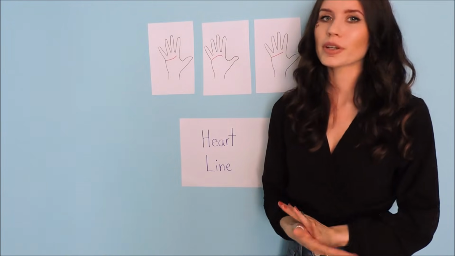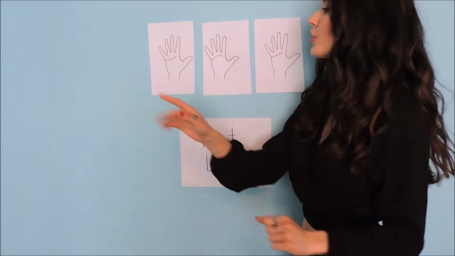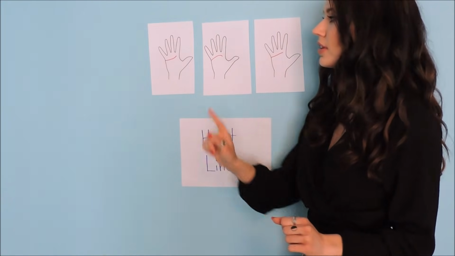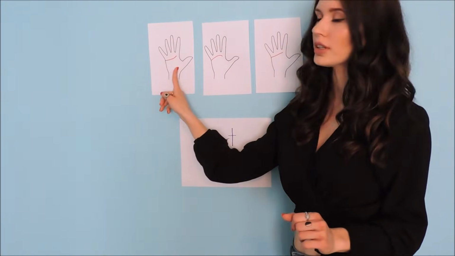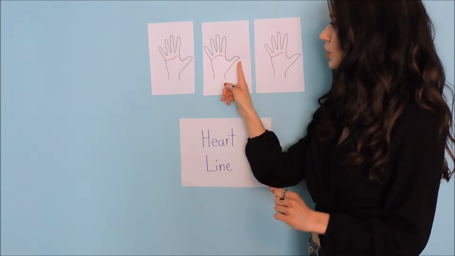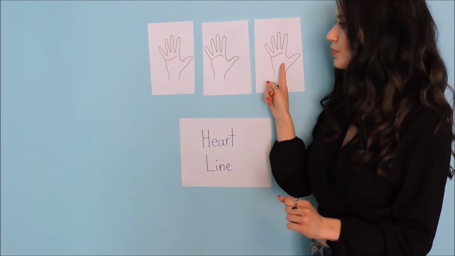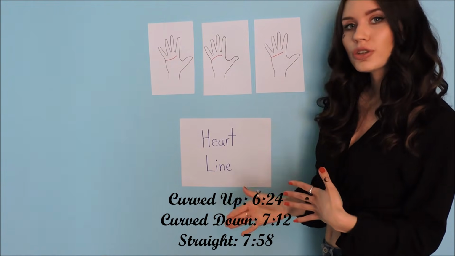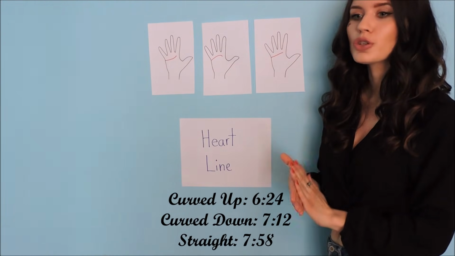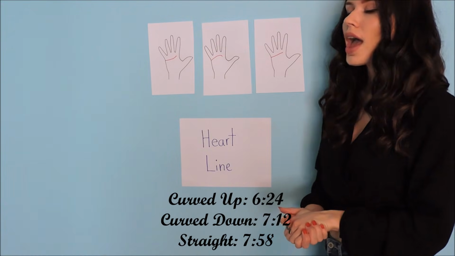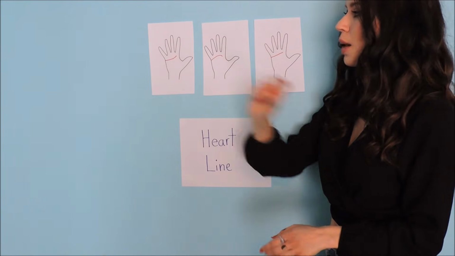So next for the heart line, we are going to be looking at the shape. So there are three shapes that you could possibly have. There is curved upwards, curved downwards, and straight. So there are timestamps for each of these below them, and you can choose which one looks most like yours. And we are going to get started with curved up.